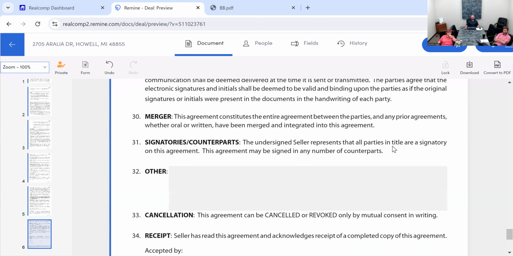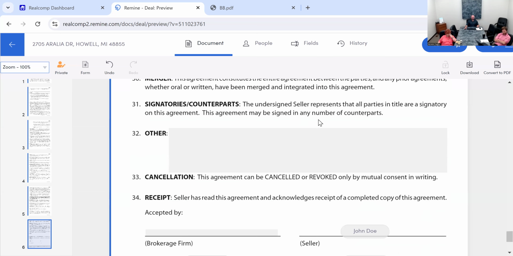Undersigned, seller represents all parties in title are a signatory on this agreement, which may be signed in any number of counterparts. So in theory, if it's owned by the husband and wife, the husband can't sign on their own. They know that the wife is supposed to sign as well. All right, so yeah, there are others where you can put in stuff, whatever it may be.